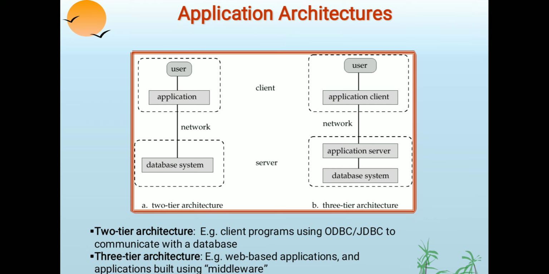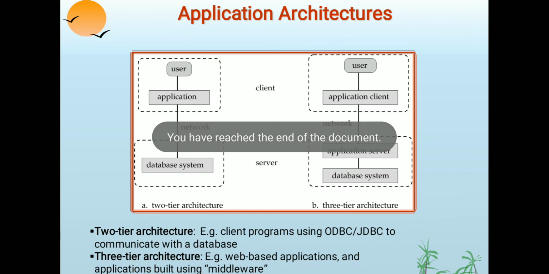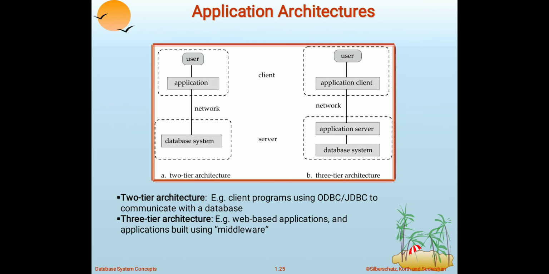The user develops an application and through the network it will be stored in the database system, that is a two-tier architecture. When you go for the three-tier architecture, there is the user application client, then it goes through the network to the application server, and after that the database system is there. So this is the DML and DDL language information.